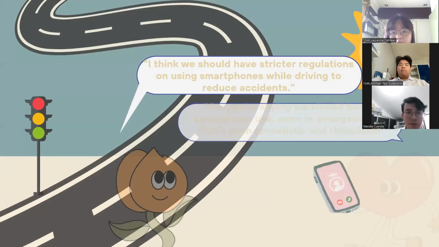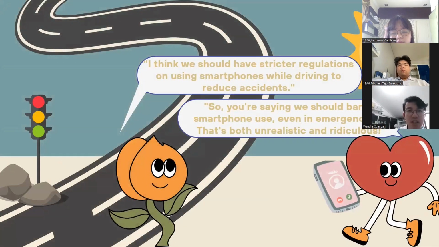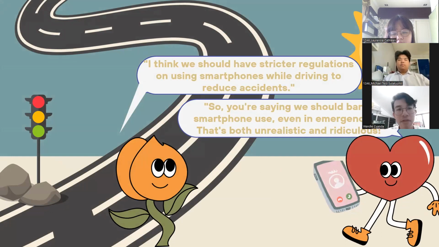Another example of this is in this form. Person A: I think we should have stricter regulations on using smartphones while driving to reduce accidents. Then person B states, so you're saying we should ban all smartphone use, even in emergencies? That's both unrealistic and ridiculous.